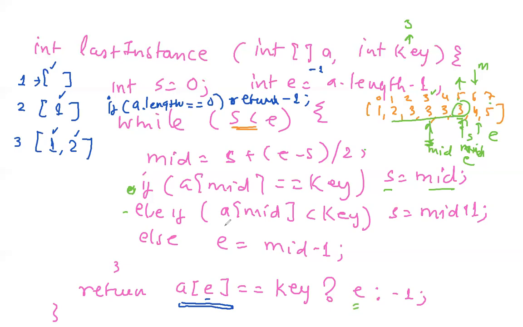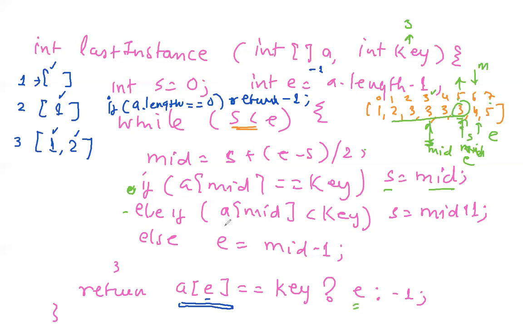But I want to test it for the last instance of 2. The same test case, I want to check for an element which does not exist in this, right? Because that will give me the confidence that if the number doesn't exist, it also returns me -1, right? So again, S is 0, E is 0, the while loop doesn't enter, return A of 0 is equal to 2. No, so I return -1. It works. This case works. Great.